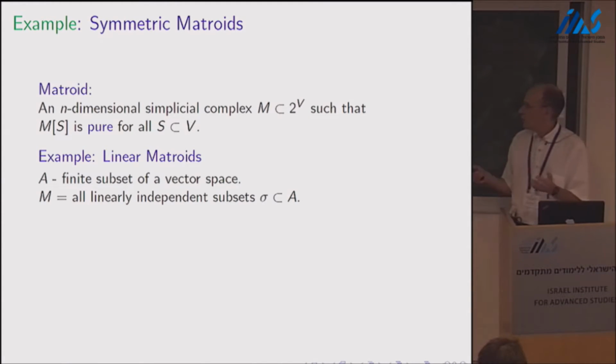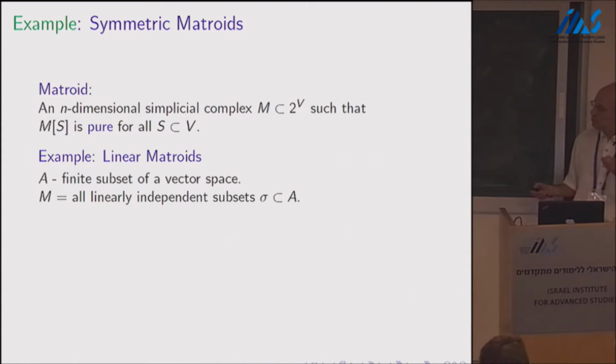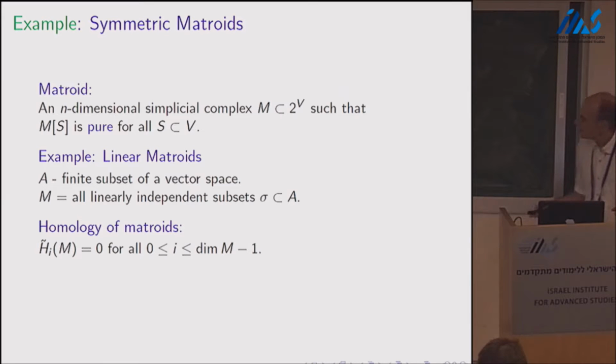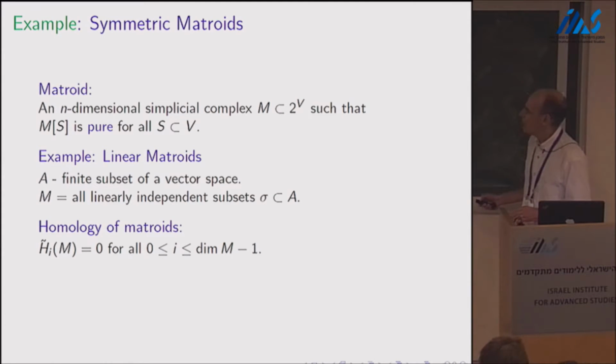If you take all these subsets, then they are of course closed under restrictions. So if A is independent and B is contained in A, then B is also independent. So this gives a simplicial complex, and this simplicial complex is called a matroid. Okay? Now, a nice feature of matroids is that they are dim m-1 connected. So in particular, they only have homology in top dimension.